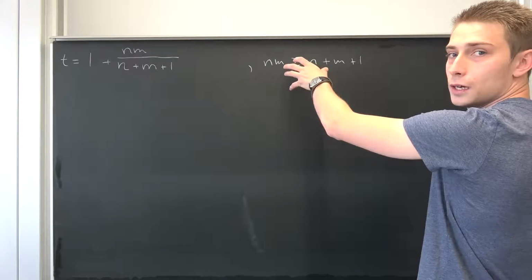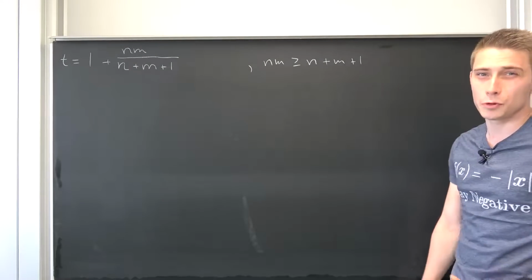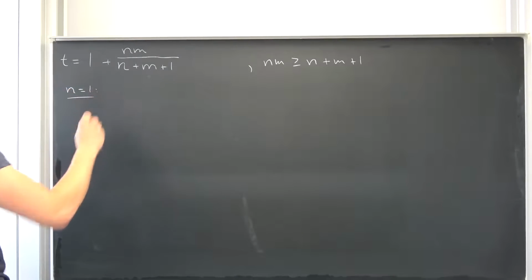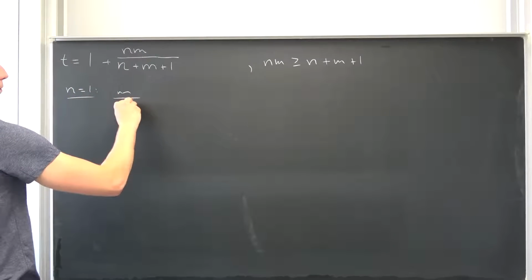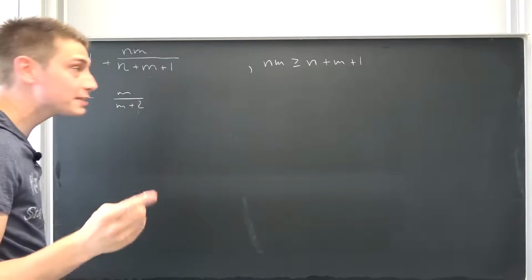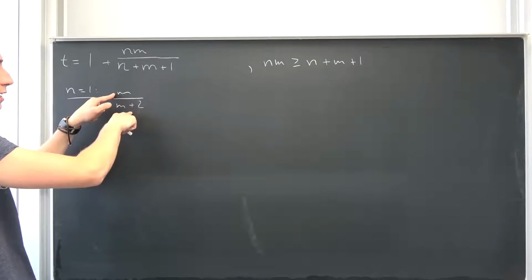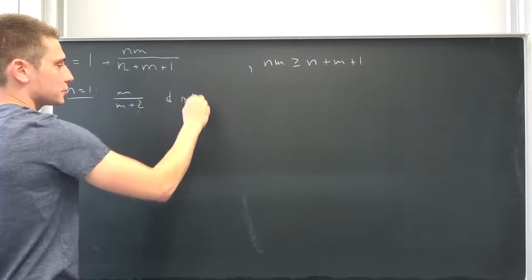Now, how can we proceed from here? Well, we could do the brute force method and say, what about n being equal to 1? Okay, let's start off with that. Then we would have m over m plus 1, plus 2 even, m plus 2. This is even worse because there's no way our numerator could be greater than our denominator right here. Meaning this is never element of natural numbers.